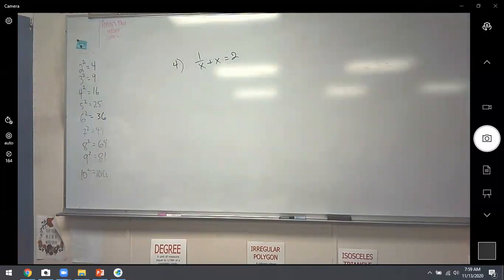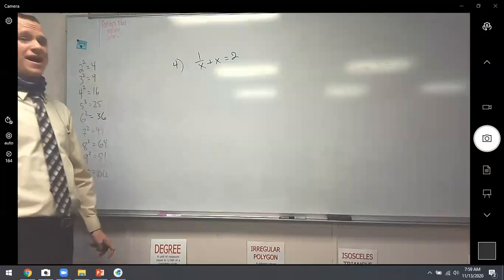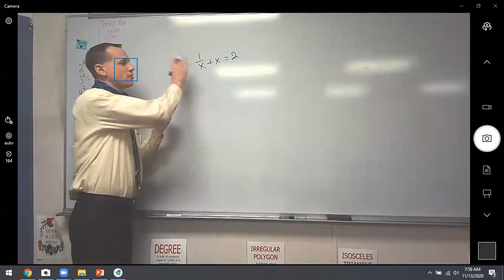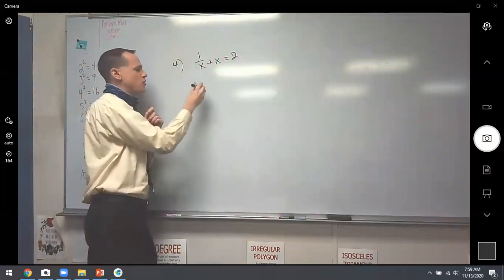Because of the fraction, right? How do you get rid of things on the bottom? If you have a 1/3, you could multiply by 3 and get rid of the 3 on the bottom, right? If you had a 1/5, you could multiply by 5 and get rid of things on the bottom. Well, if I have a 1 over x, I can multiply everything through by x and get rid of the x on the bottom. So I'm going to multiply through everybody by x. This one times x.